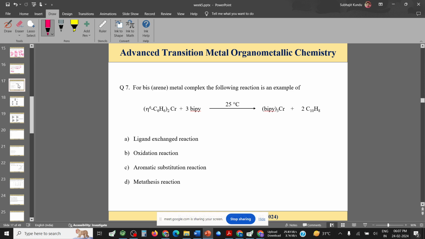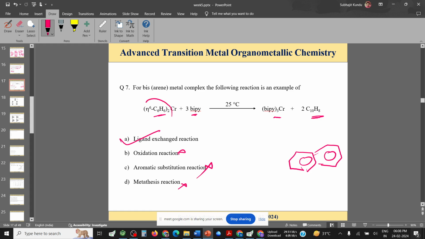So here what is happening? This C10H8, that is the naphthalene ring, is forming over here. This ligand is neutral, and this is also neutral, so it is also forming a neutral complex. So here it will be a ligand exchange reaction. It is not oxidation, not aromatic substitution, nor metathesis. So the reaction is ligand exchange.